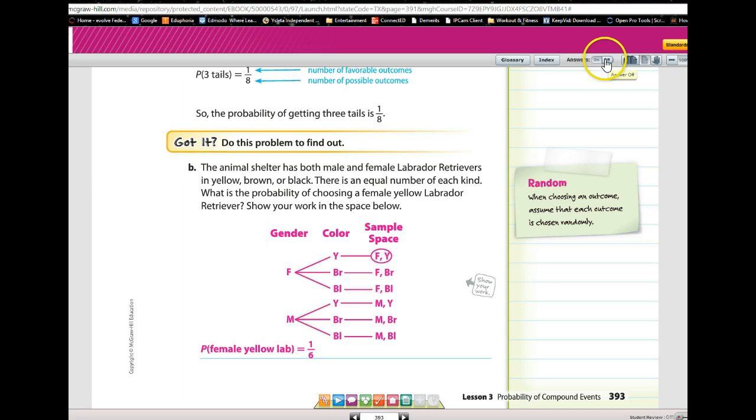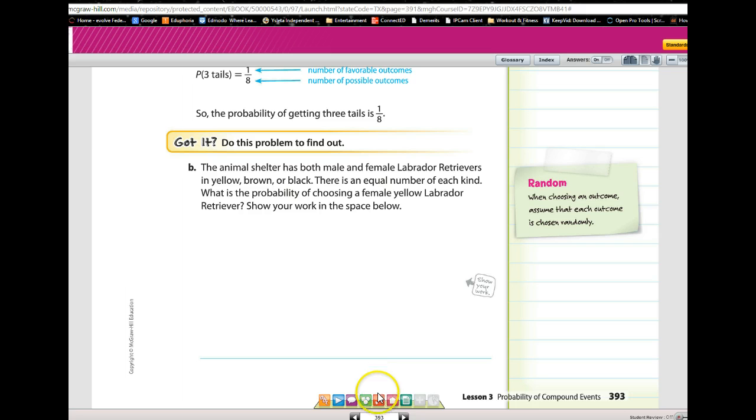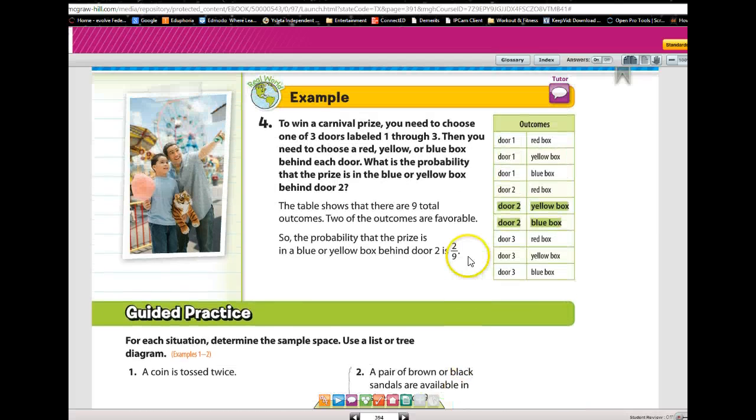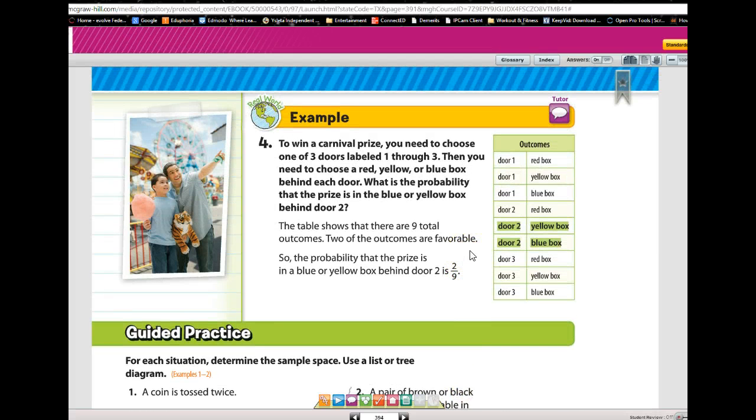Now, we're almost done with this lesson, so let's go ahead and move on to the final page for this, and that's 394. On the top, we're given a final example. It reads, to win a carnival prize, you need to choose one of 3 doors labeled 1, 2, and 3.